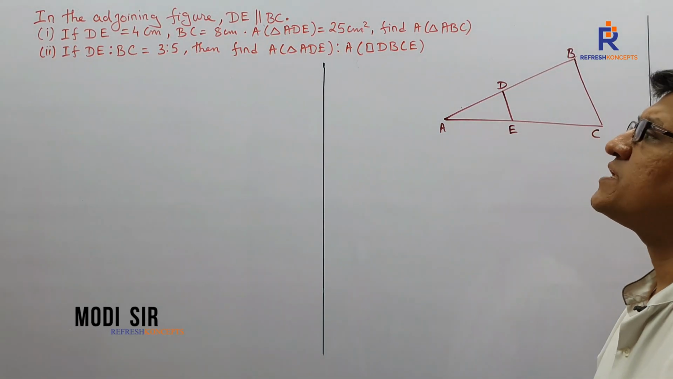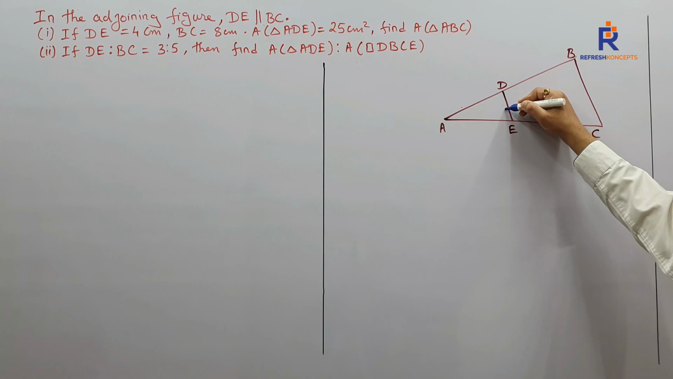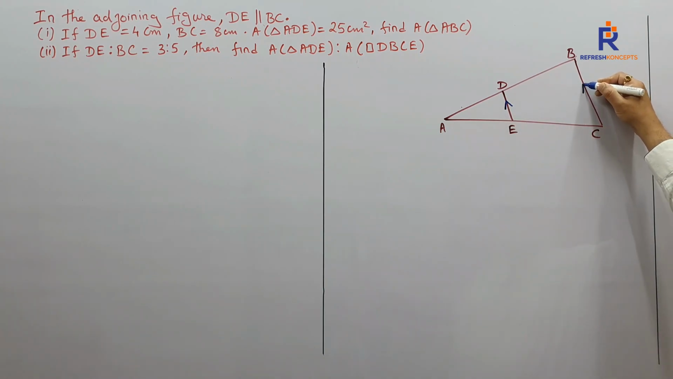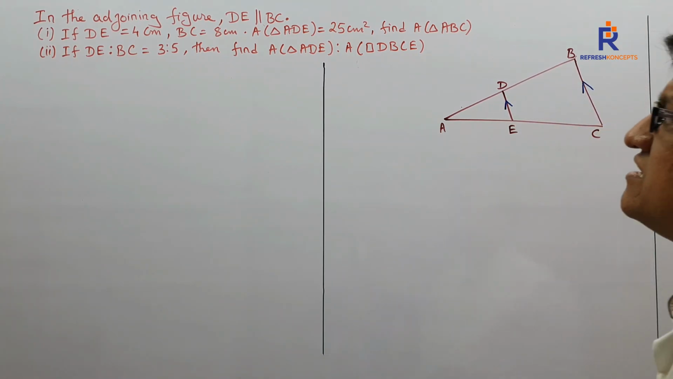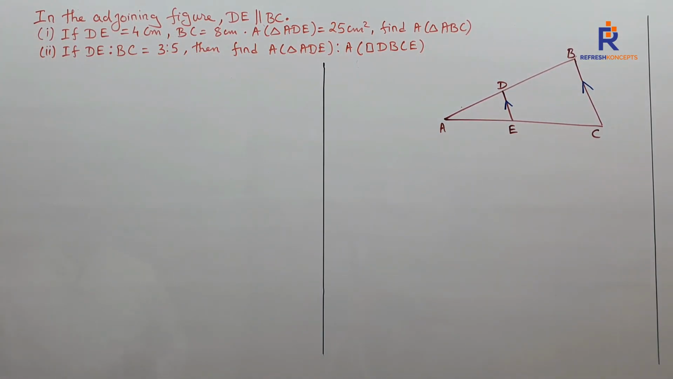Let's see. In the adjoining figure, DE is parallel to BC. So let me show you, DE parallel to BC. We have been given DE parallel to BC. Okay, so this is the figure we have, DE parallel to BC. Now there are two questions in this. Each of the questions has some given data and something to be found out.